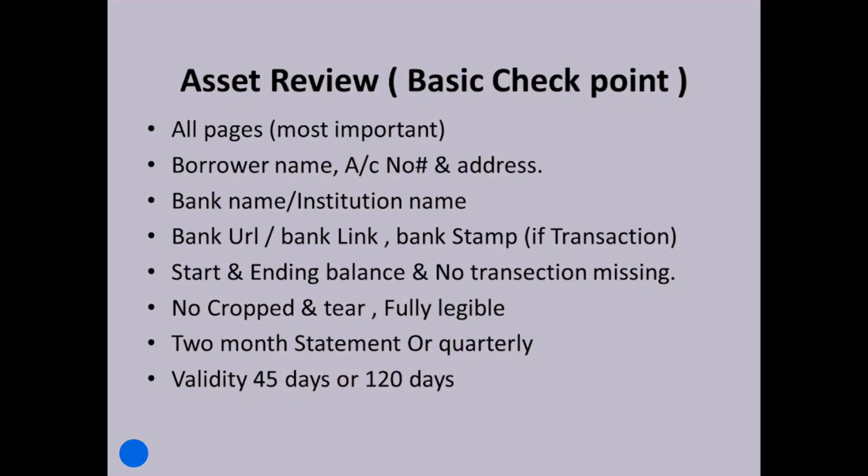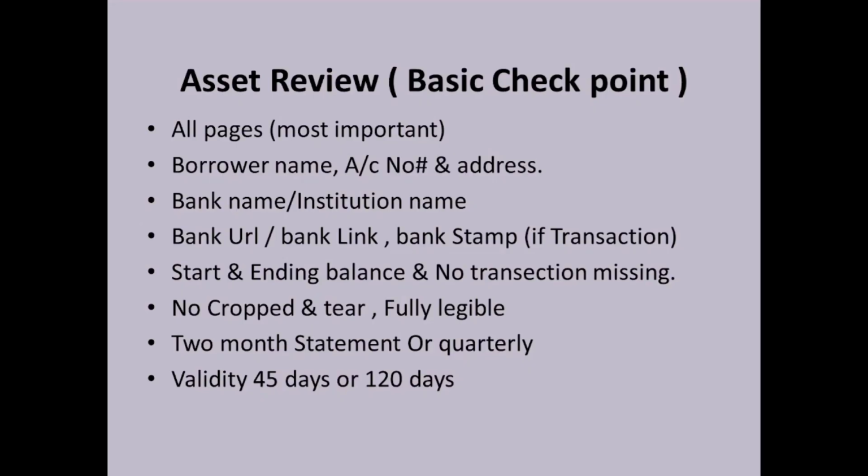The second checkpoint will be the borrower name, the account number and the address of the borrower, which are supposed to be reflected in the bank statement. The third will be the bank name and the institution's name. Is it reflecting the bank or the institution name? So it will be there. The bank URL, bank link or bank stamp is supposed to be in the transaction.